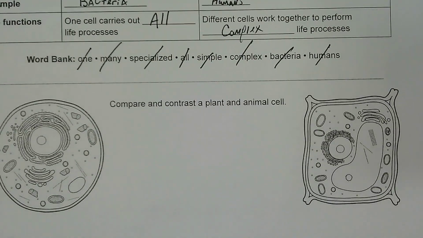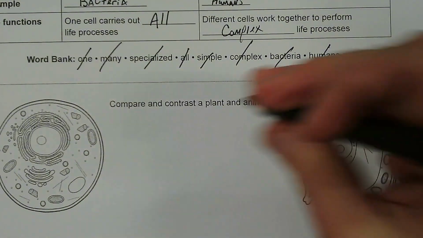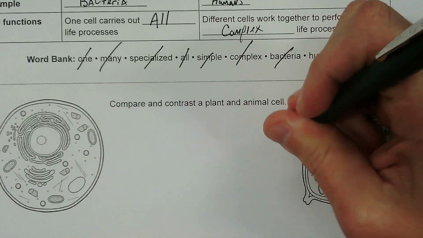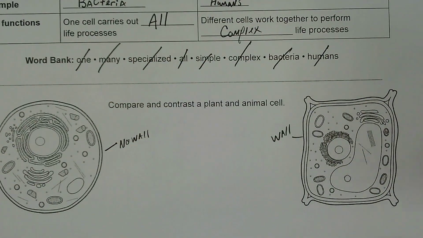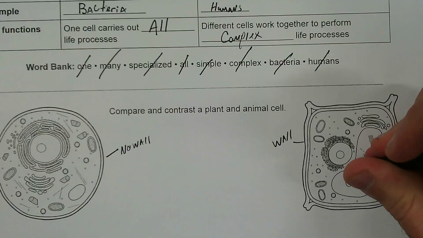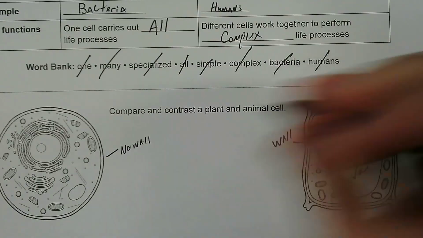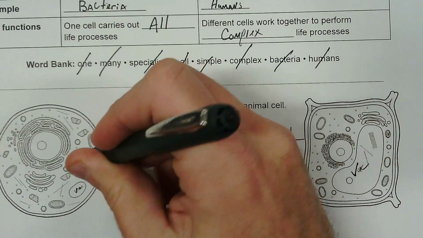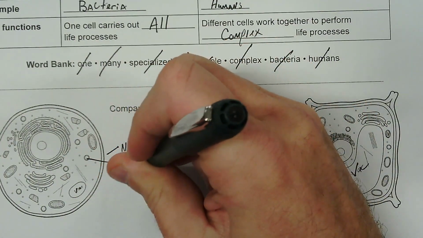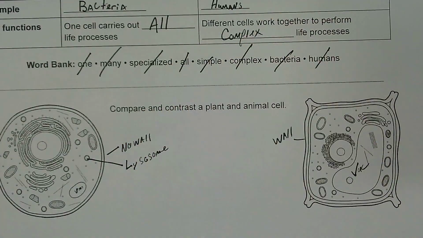Compare and contrast a plant and an animal cell. So first thing, what do we know? Plant cells have walls. Animal cell, no wall. Boom. Wall, no wall. Large vacuole. Small vacuoles. Right? Right here, lysosomes. We don't have that over here.